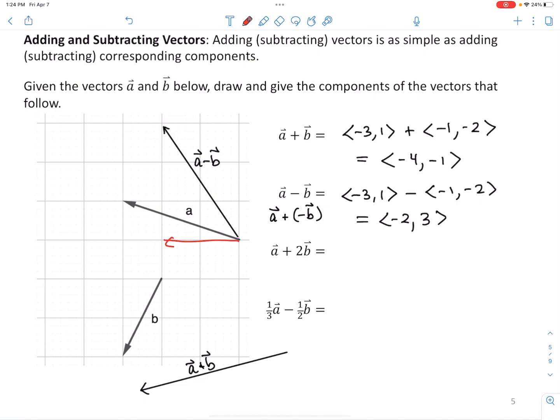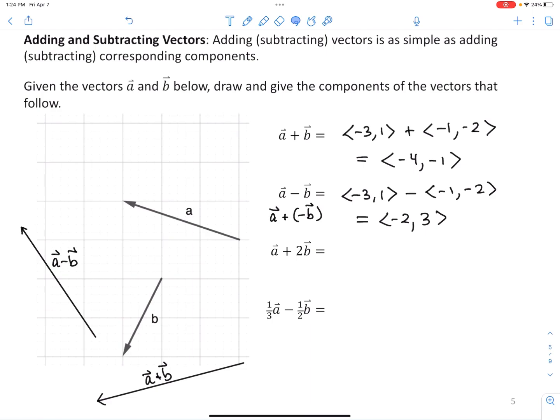We would go left 2 and then up 3. And again, once you have it established, it doesn't really matter where you put it. Now we're going to do vector A plus twice vector B. We start by writing vector A, and then we add to this twice vector B.